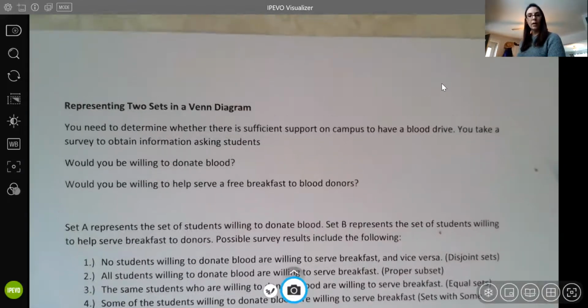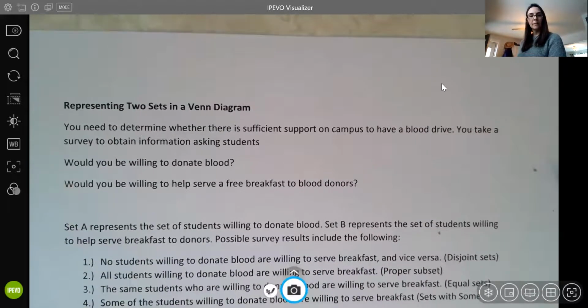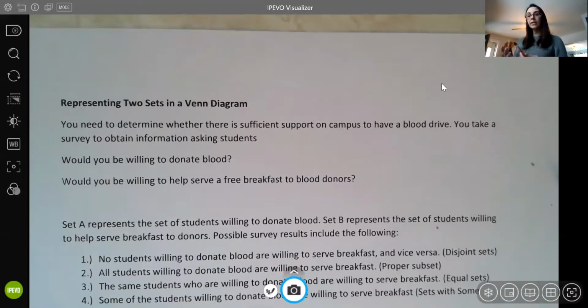So let's do a little bit more here with sets. Now we're going to represent two sets in a Venn diagram. So not just A, but A and B. So you have two different subsets. And we're going to do this with a real world application. We're determining whether there's sufficient support on campus to have a blood drive. Maybe you're part of an organization trying to organize a blood drive. It's a lot of work, right? You have to have a lot of people come onto campus and you want to make sure people are going to participate.